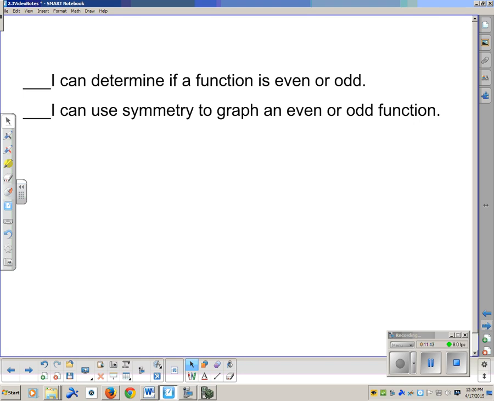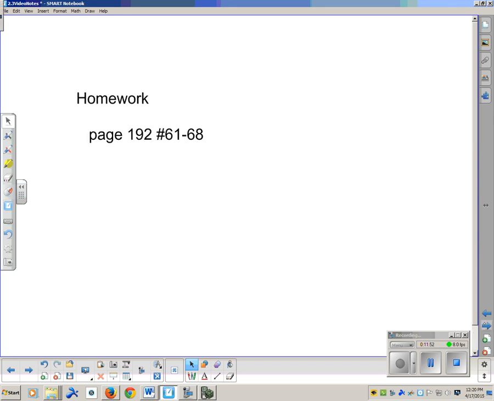So our learning targets were here. I can determine if a function is even or odd. I can use symmetry to graph an even or odd function. So now, page 192, numbers 61 through 68.